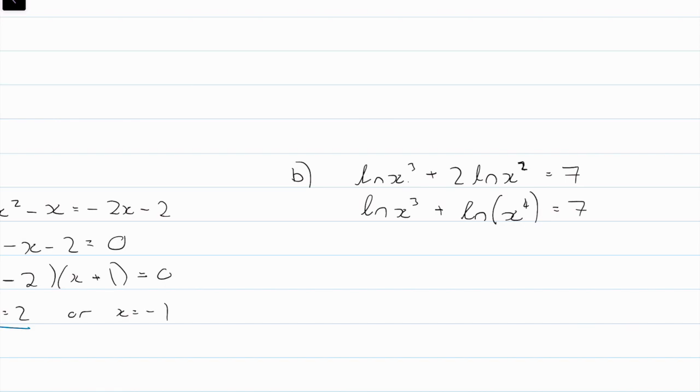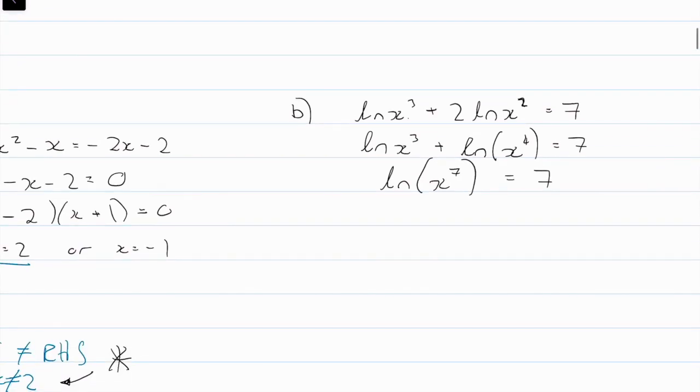Then what I'm going to do is, using ln rules again, the plus becomes a multiplier, so it's x cubed times x to the 4, which is equal to x to the 7, is equal to 7. Then I'm going to undo the exact same rule that I used here, so now I have 7 ln x is equal to 7, so ln x is equal to 1.